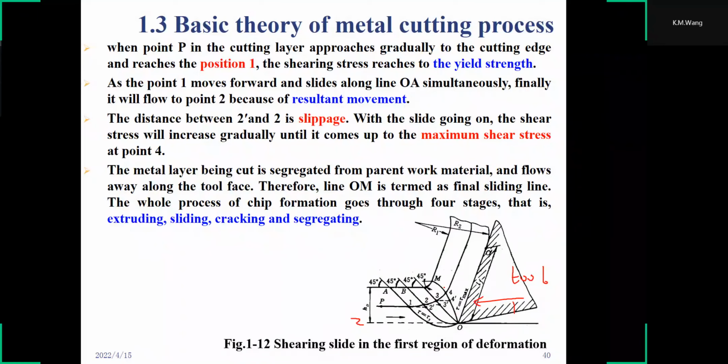This process is a deformation of the materials. When the point P in the cutting layer gradually moves toward the cutting edge and reaches point one, the shearing stress reaches the yield stress.